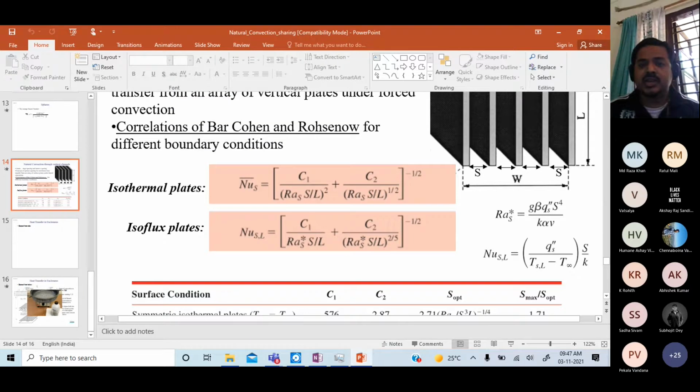So the first term is some constant divided by this term to the power 2. The other one is to the power half. And this whole thing again is to the power minus 1/2. Bar-Cohen and Rosenau came up with this. Actually, Adrian Bejan, who is pretty much a genius, also came up with this exact form based on his scaling analysis. But the exact correlations are given by Bar-Cohen and Rosenau.